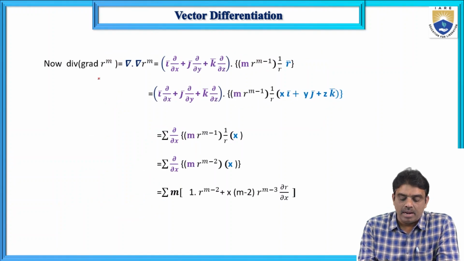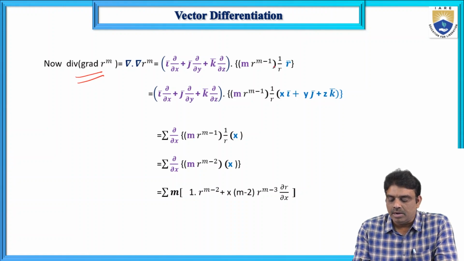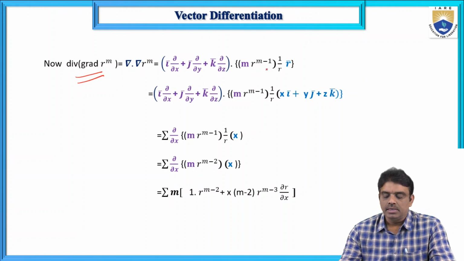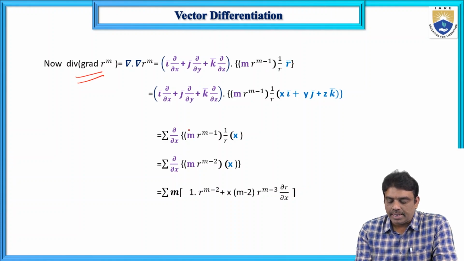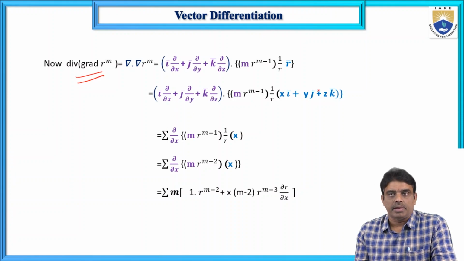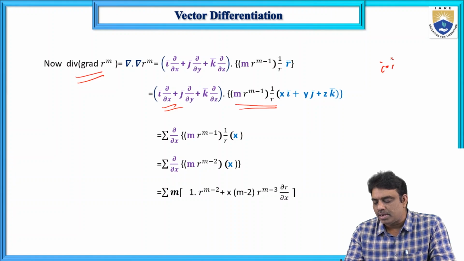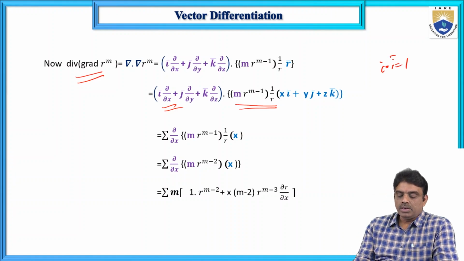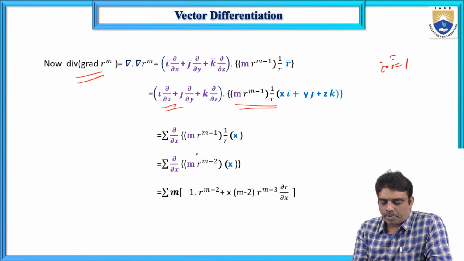I want to find div grad r^m, that is del dot grad r^m. Already we have calculated m r^(m-2) r-bar. On differentiating, the entire term is a sum where i-bar dot i-bar is 1, j-bar dot j-bar is 1, k-bar dot k-bar is 1. You will get ∂/∂x of m r^(m-1) (1/r) x, and the same for y and z. Only you will get ∂/∂x of this term, that is x (1/r) m r^(m-1).